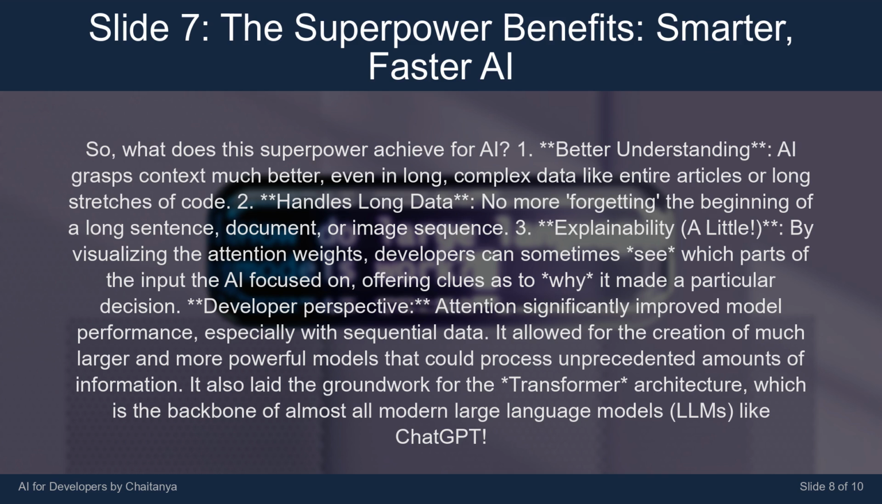Developer perspective. Attention significantly improved model performance. Especially with sequential data, it allowed for the creation of much larger and more powerful models that could process unprecedented amounts of information. It also laid the groundwork for the transformer architecture, which is the backbone of almost all modern large language models, LLMs, like ChatGPT.